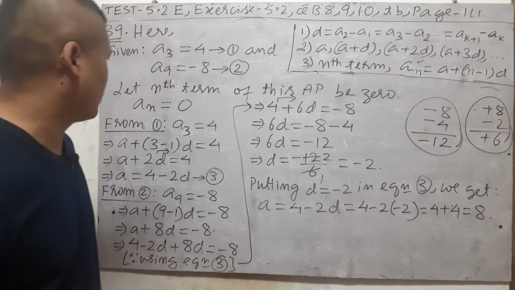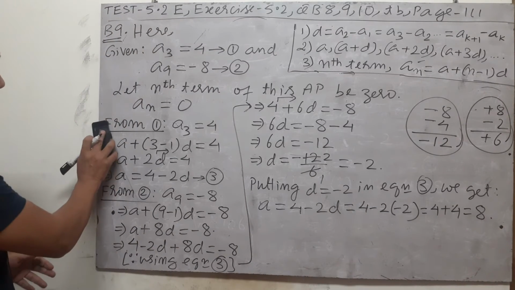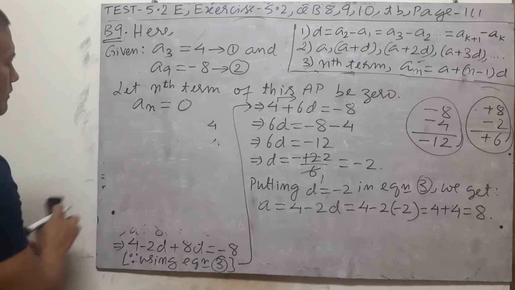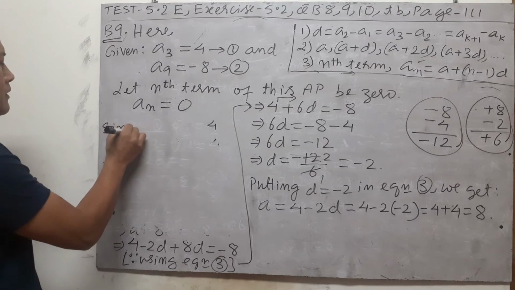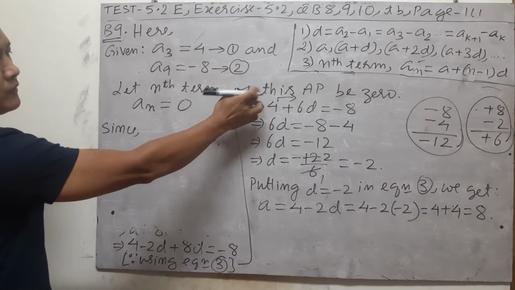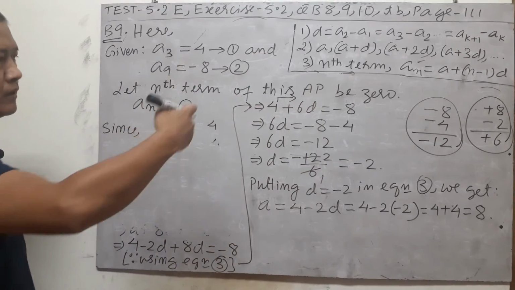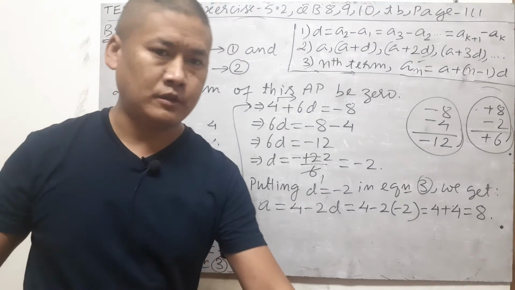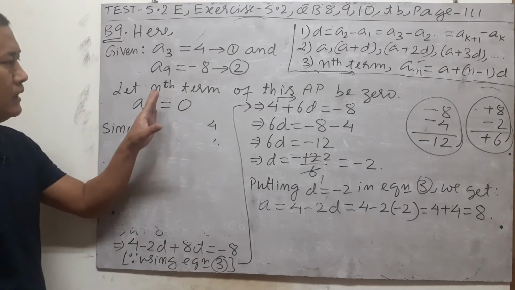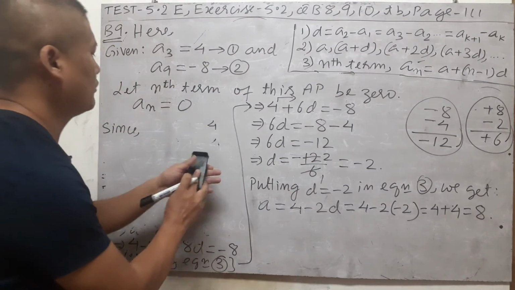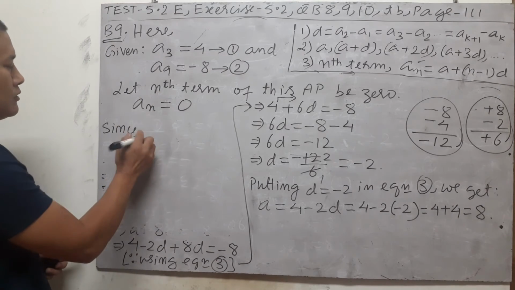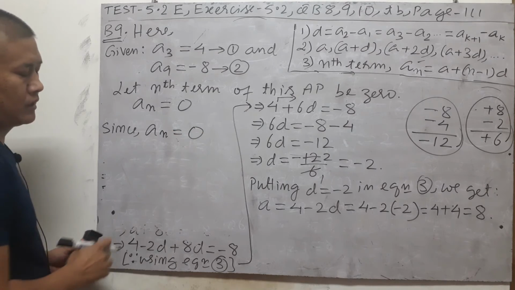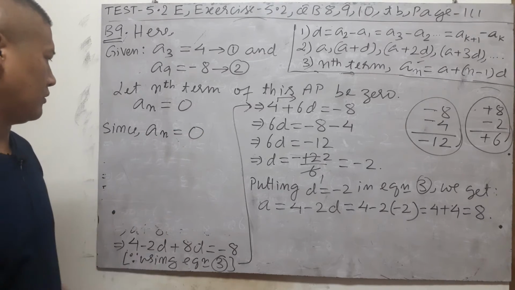So now we can answer our question. From the beginning we have assumed, let the nth term of this AP be 0, since they were asking which term of this AP has value 0. Since we didn't know which one it is, we're just putting n. So we're assuming the nth term value is 0.